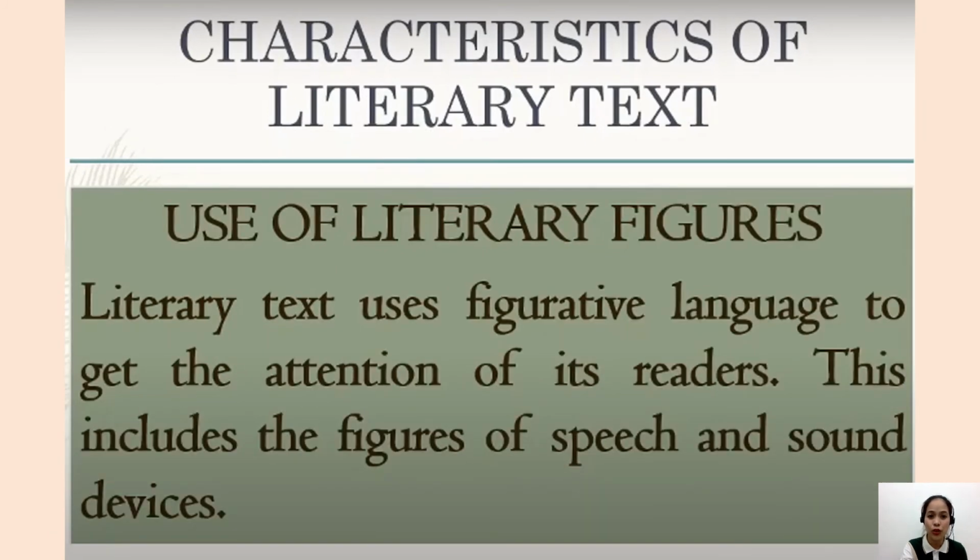Next one is use of literary figures. Literary text uses figurative language to get the attention of its reader. This includes figurative speech and sound devices. Remember what we have learned from the first quarter, the sound devices: onomatopoeia, alliteration, and assonance. Also figurative language, we have irony and so on, right?